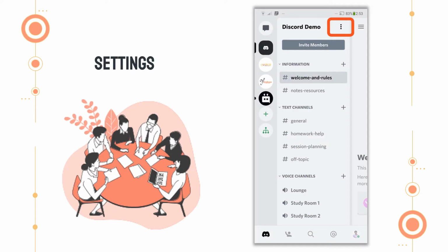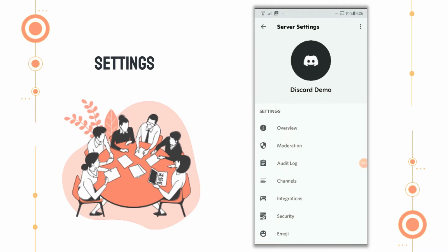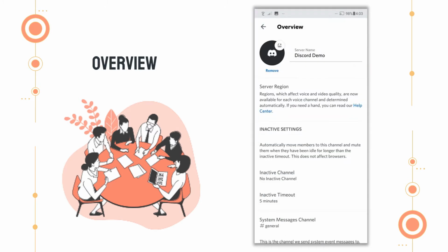Before sharing this server to anyone else, let's dive into the settings of our server. You'll see the 3 vertical dots at the upper right corner of your screen next to the server's name. Click on it, choose Settings. All permissions of our server can be set up here. The overview gives you the name of the server and the icon you have uploaded.